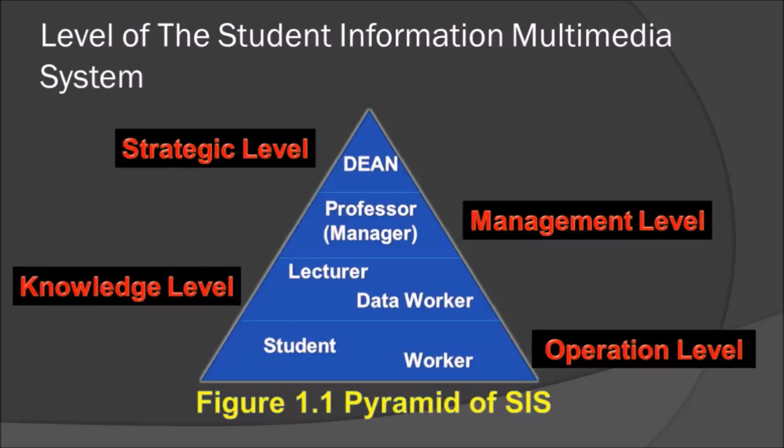Next, I would like to introduce the levels of the student information multimedia system. This diagram shows the pyramid of the SIS. The base of the pyramid is the operation level, which is students and workers. The second level is the knowledge level, represented by lecturers and data workers. The third level is the management level, represented by professors, also known as managers. The top level of this pyramid is the strategic level, represented by our dean.